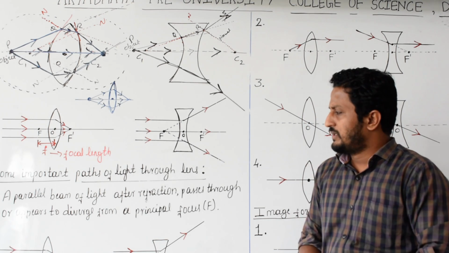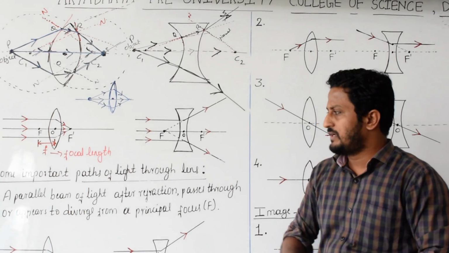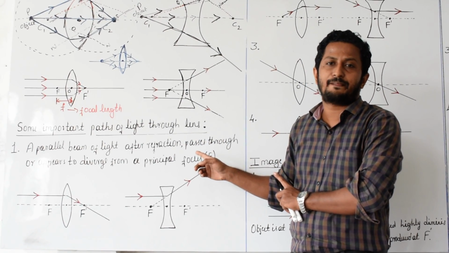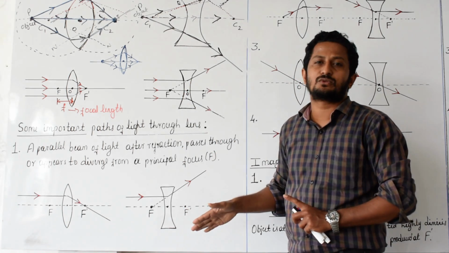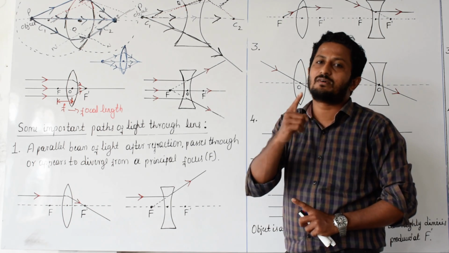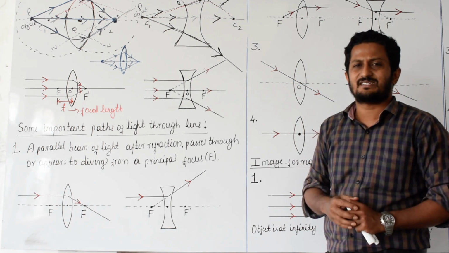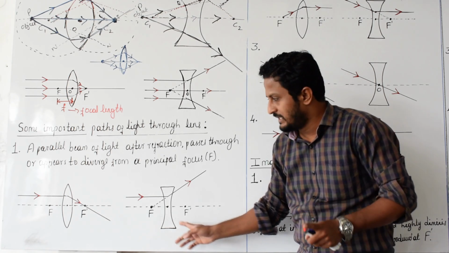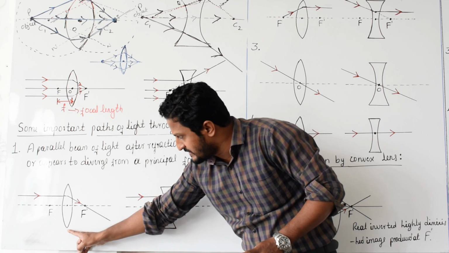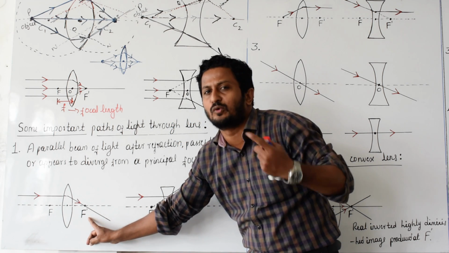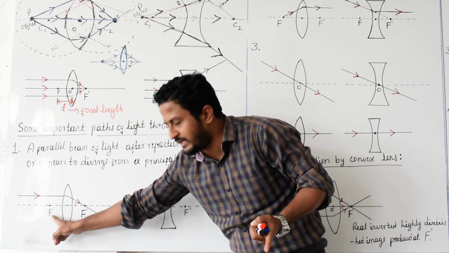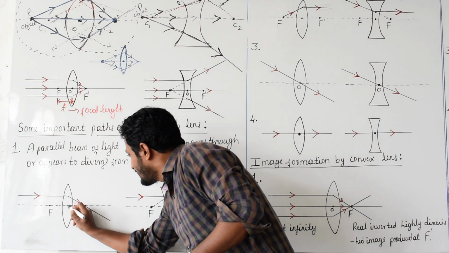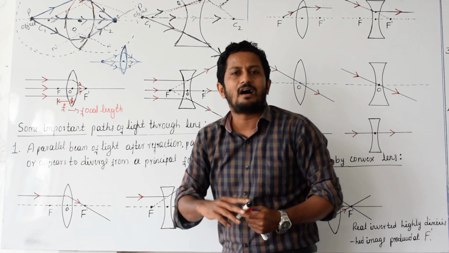First one, very important. Now you concentrate here on this one. I have written: a parallel beam of light, after refraction, is going to pass through or appears to diverge from the principal focus. What is this? Look at these two diagrams. Here a convex lens, there a concave lens. Look at this one. This is one side surface. For that, I have taken F dash as a principal focus point. And for this one, I have taken F as a principal focus point. One thing you should know here: these principal focus points on both sides are equidistant.